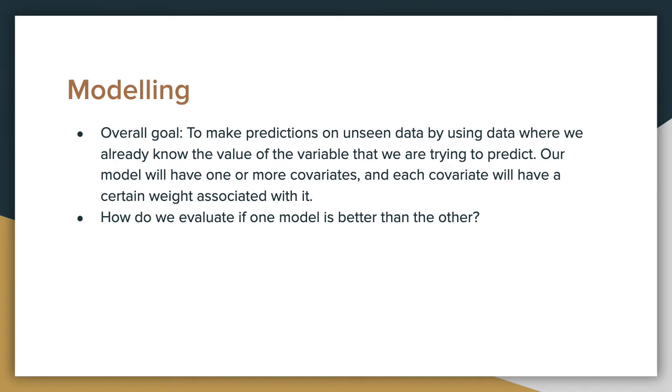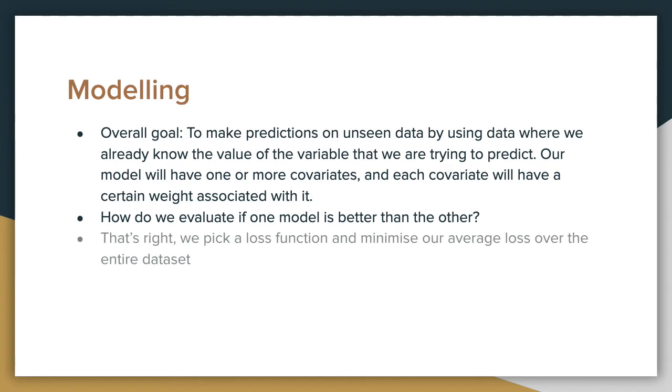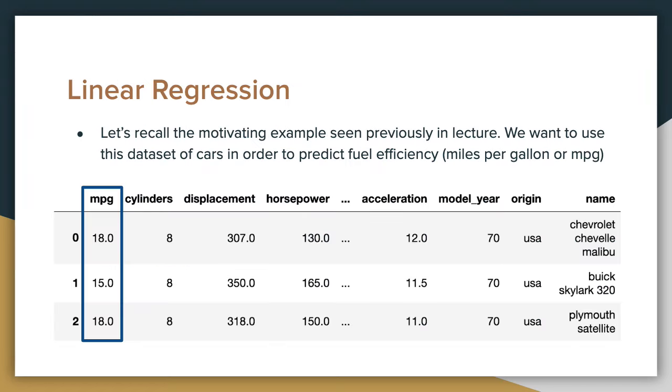So the question becomes, how would you decide what the best model is? To decide that, you basically want a loss function. You have a loss function that helps you evaluate how good your model is, and then you pick the model that gives you the lowest loss. This is something that we've seen throughout the second half of the class. Now I want to give you a specific example of a model from start to finish, and I think it's best if we start off with the linear regression model.